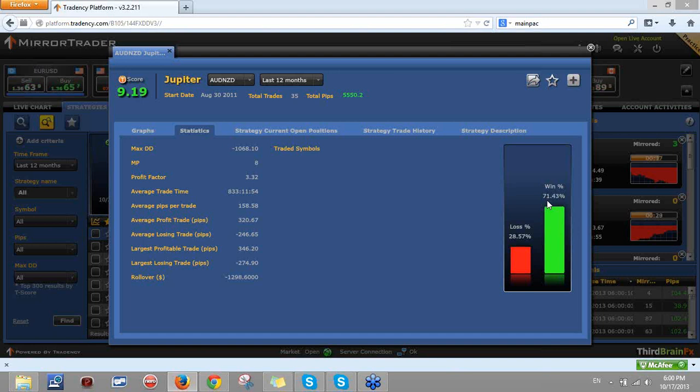We will check the results for the last 6 months as well. We have to change the time frame from here. Click 180 days, which means 6 months. The profit factor is again around 3, which is very good. The average profitable trade is more or less the same, over 300 pips per trade. Let's have a look at the trade history.